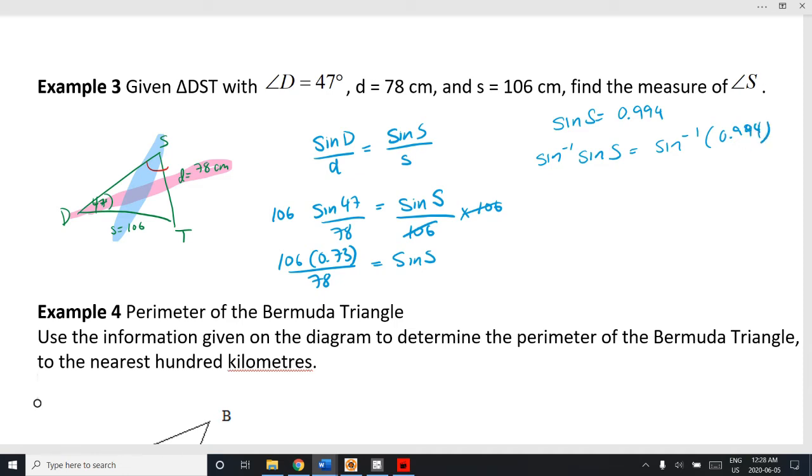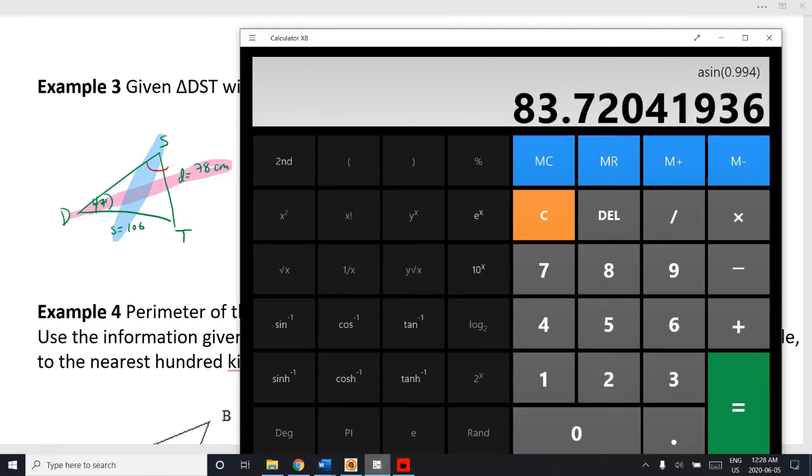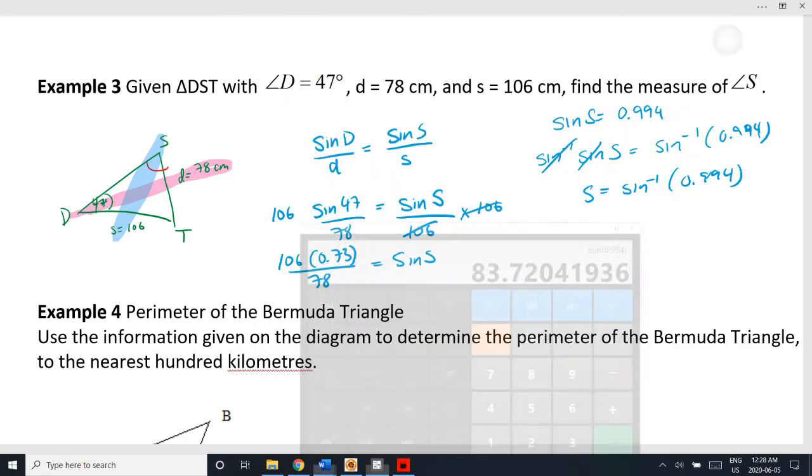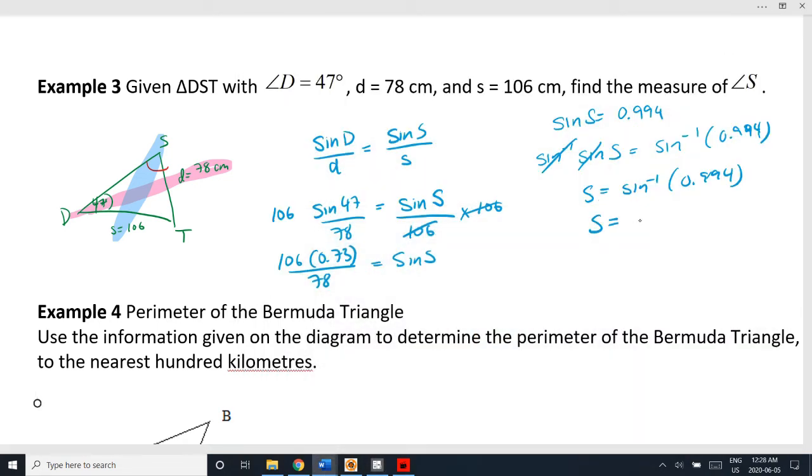0.994, and this is going to cancel this. So S is equal to the sine inverse of 0.994. So let's plug that into our calculator. The sine inverse of 0.994 is 83.7. So angle S is equal to 83.7 degrees, and rounded, that's going to be 84 degrees. So we know angle S here is 84, and that's what we were looking for. And that's the end of this question.